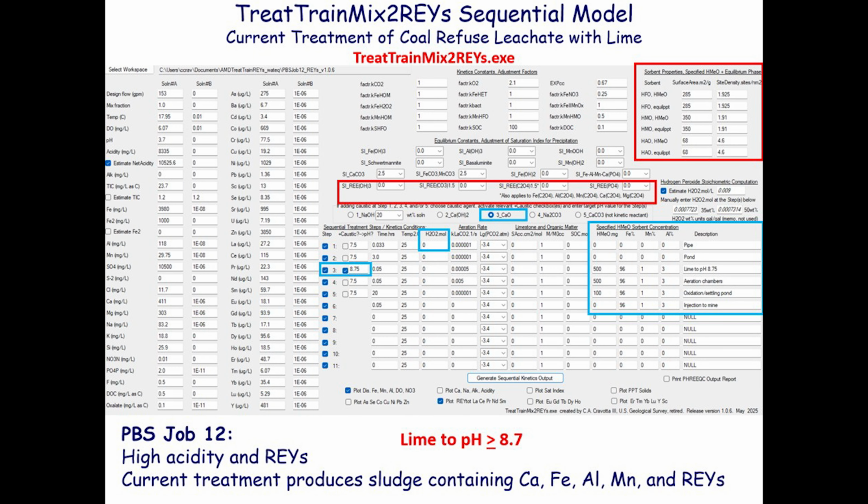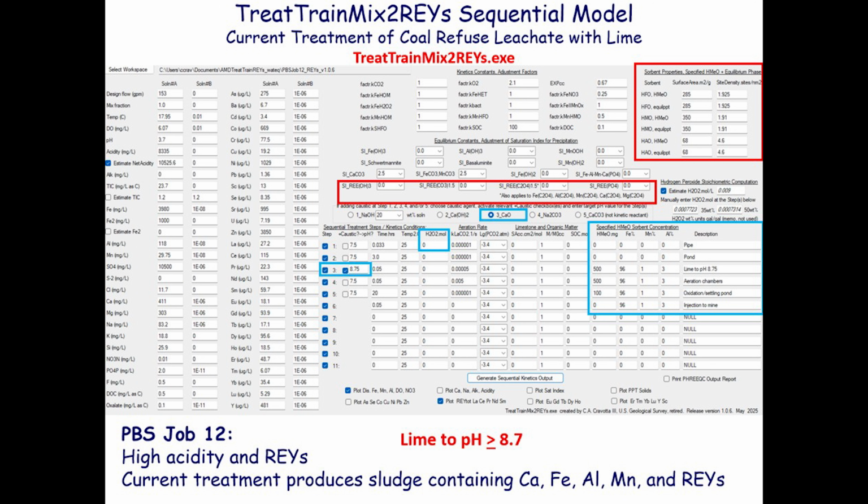So the first scenario is just simulating the current treatment strategy where everything comes out as a sludge. The rare earth elements come out as a sludge with the iron, the manganese, the aluminum, and calcium, any excess lime, it all comes out in the sludge. And you could recover rare earth elements from it, but you'd have to basically redissolve it with acid and go from there, which is what some people have been doing.